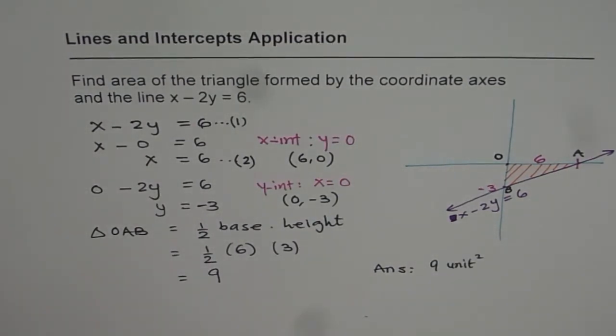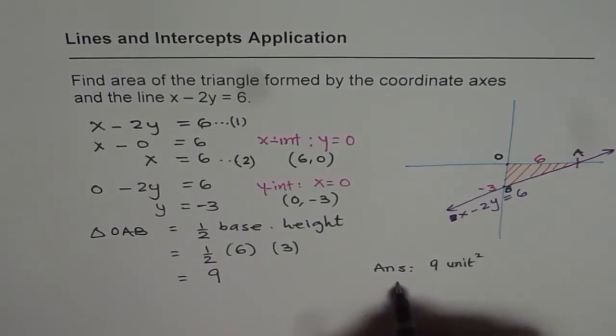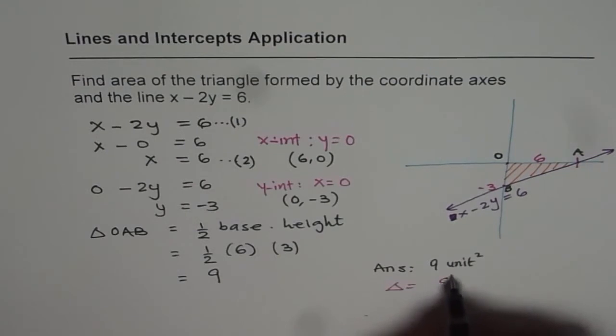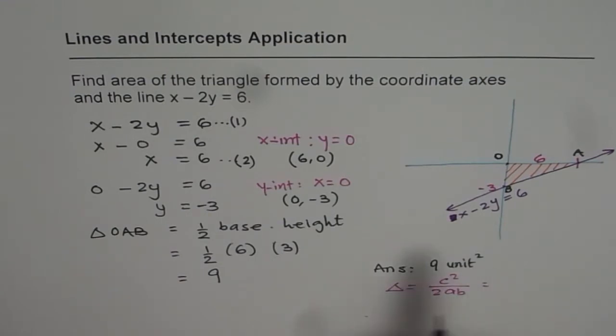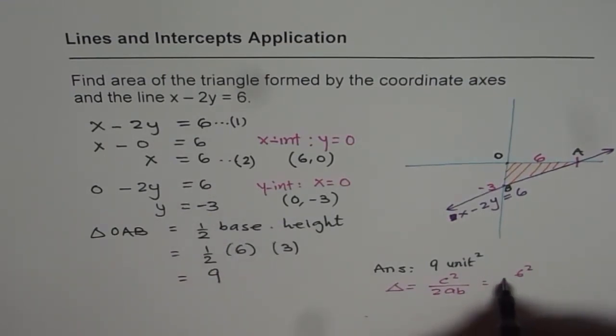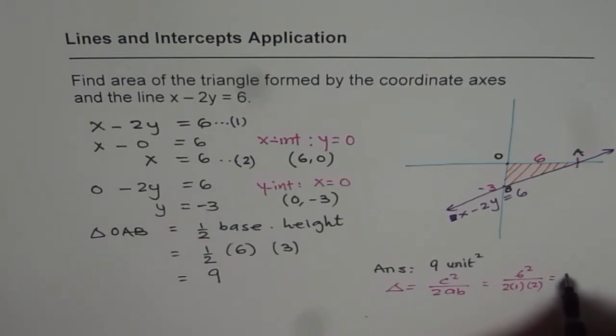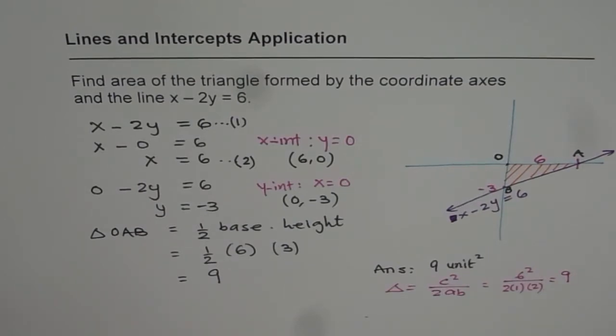If you look into my earlier video, in general, if this is the equation, the area of the triangle is equal to c square divided by 2 times ab, right? If I substitute the values, I get 6 square divided by 2 times 1 times 2. We have to take absolute values, right? We do get 9. This formula really helps if you are doing multiple choice questions and you need to get a fast answer. So look into my video which starts with this playlist and then apply that also to check your answer.